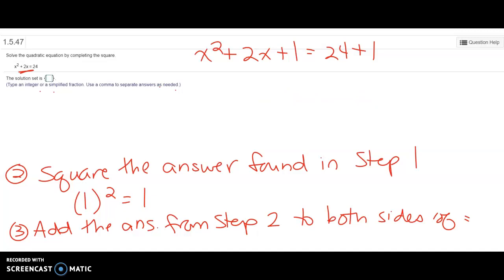Now at this point, we can factor this polynomial here, and we can factor it because it's a perfect square trinomial. The steps that we took in steps 1, 2, and 3 were to do something to make it a perfect square trinomial.